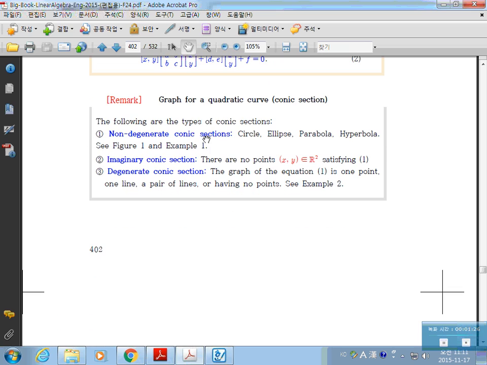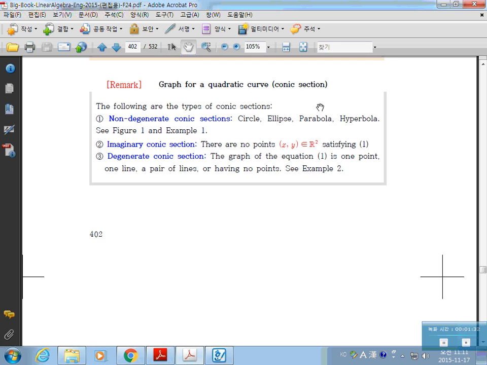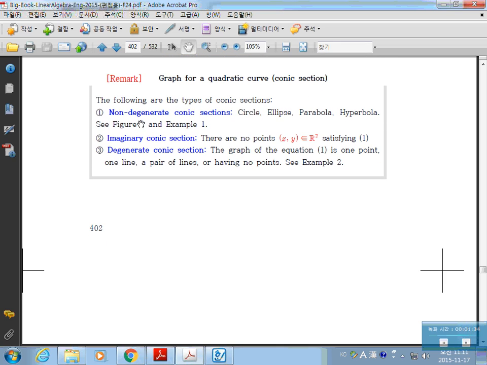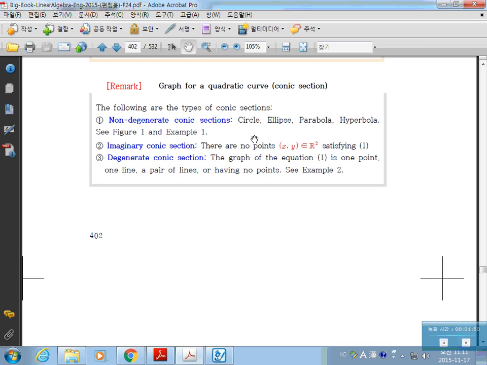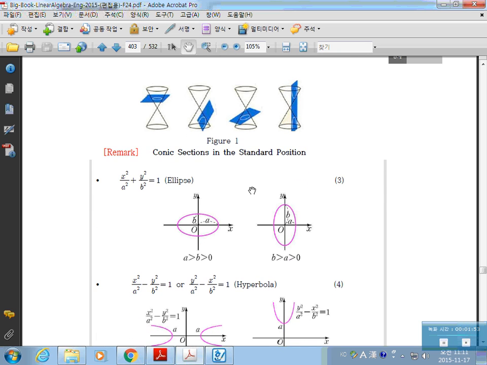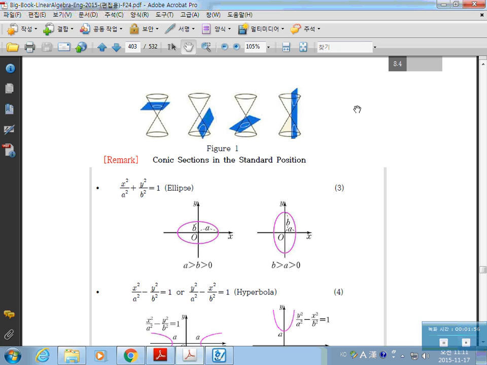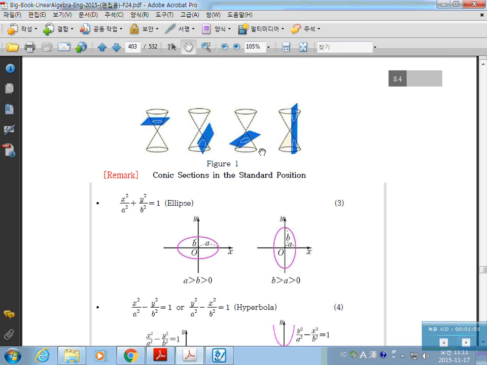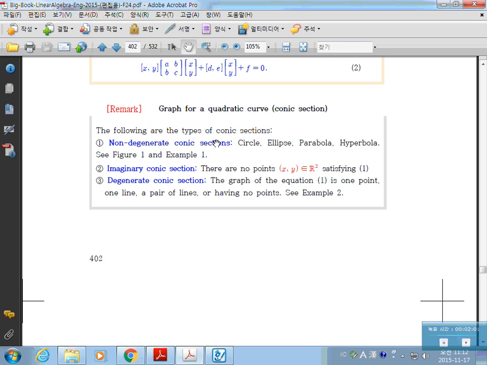Okay? Let's think about the graph for the quadratic forms, particularly conic sections. The following are types of conic sections. Three cases: non-degenerate conic sections, imaginary conic sections, and degenerate conic sections. The first case is a circle, ellipse, parabola and hyperbola. This is the typical conic sections that you have seen. These are the non-degenerate conic sections.